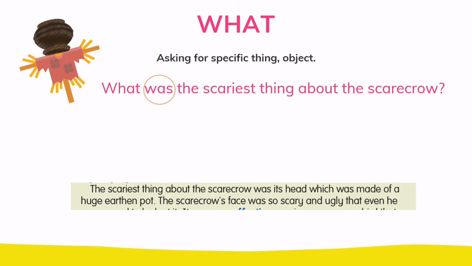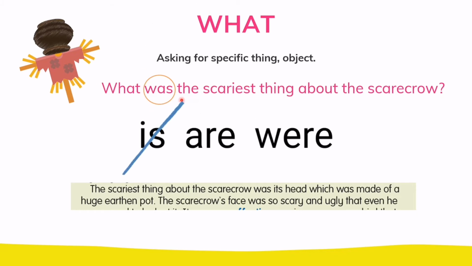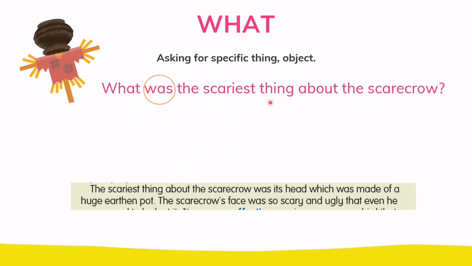Oh, terbulat pula kat situ. Was tu. Okay, so jawapan kamu kena ambil mula daripada the scariest thing about the scarecrow was. Okay, sebab bila dia ada was kat sini, the answer mesti ada was juga. Jangan ubah tiba-tiba nak is, tiba-tiba nak are, tiba-tiba nak were. The scariest thing about the scarecrow was. Nak lagi senang, dekat buku kamu dah ada dah. The scariest thing about the scarecrow was its head, which was made of a huge earthen pot.